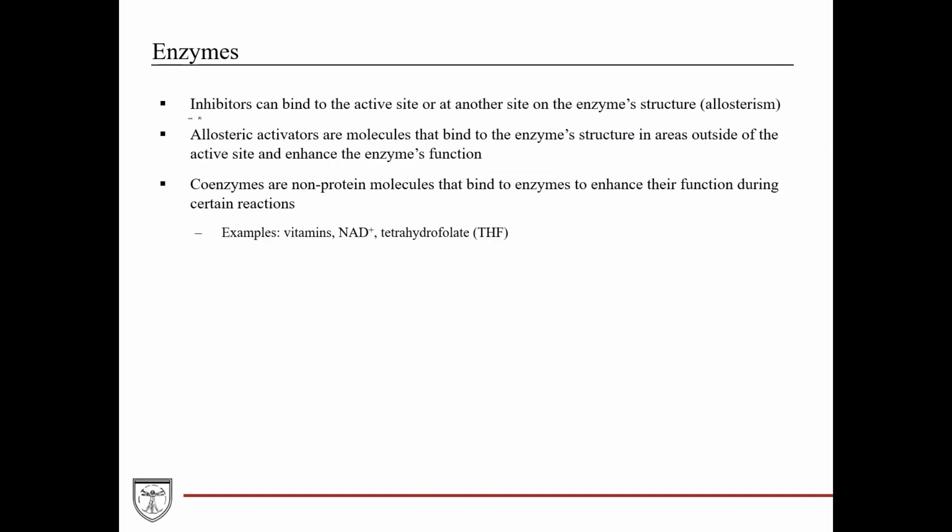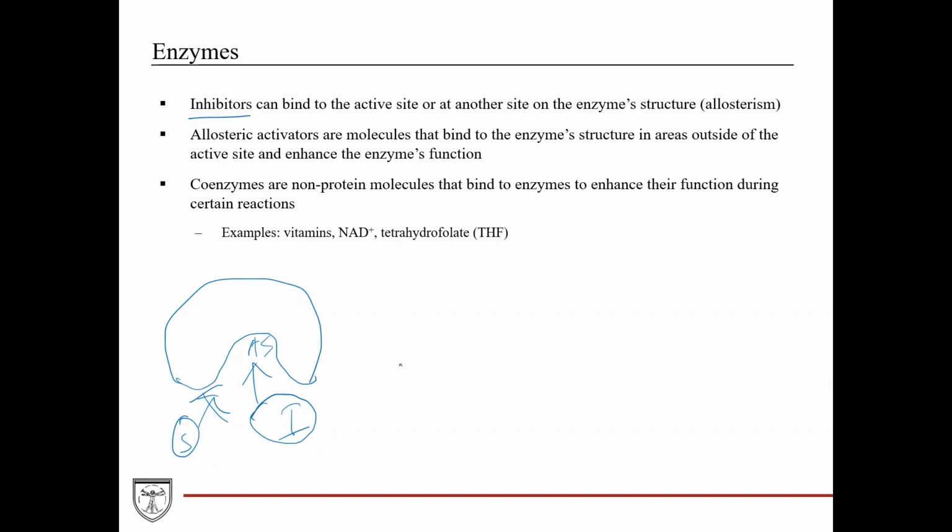You can have what are called inhibitors, and they can bind to an enzyme. So if we have an enzyme structure like this, with your active site here and a substrate here, you can have an inhibitor I. Inhibitors can bind to the active site, and so they block the substrate from getting in. That's what's called competitive inhibition, and we'll talk more about that in the enzyme kinetics lecture.